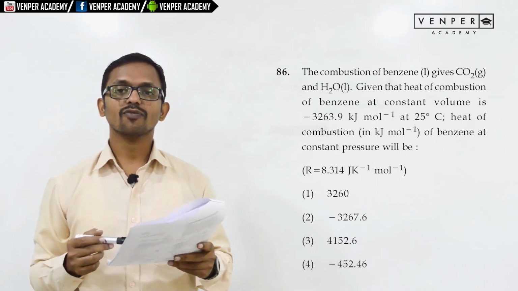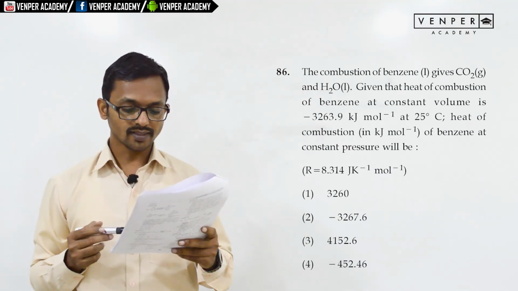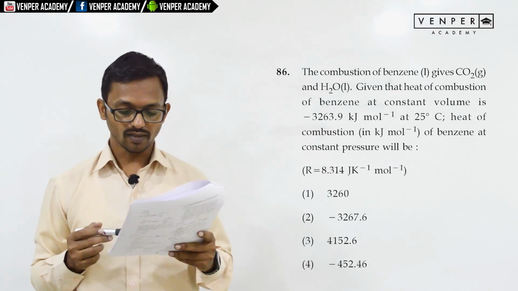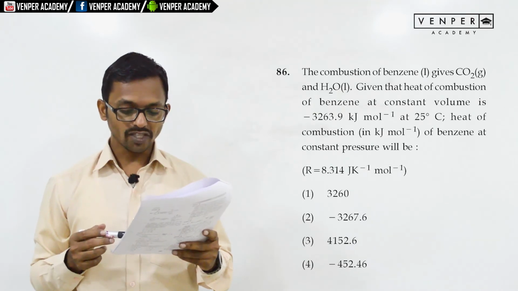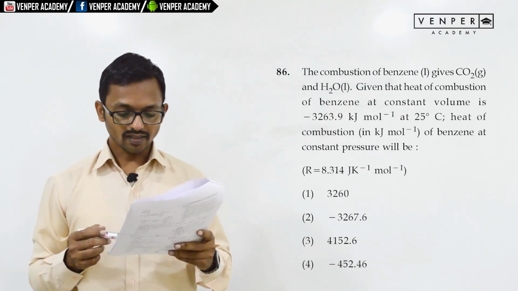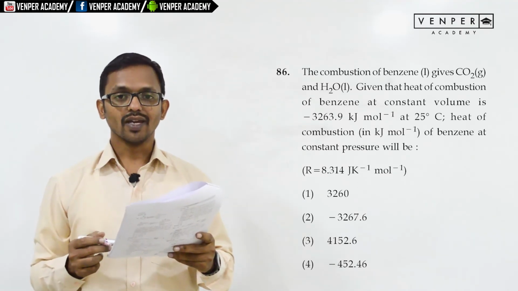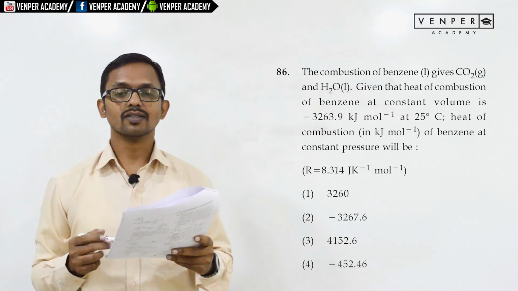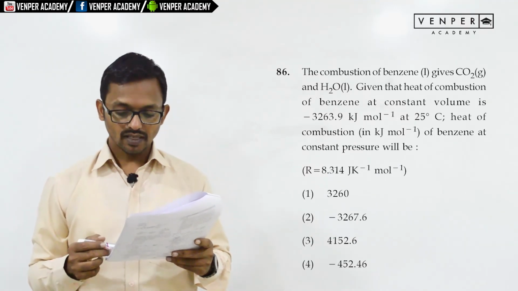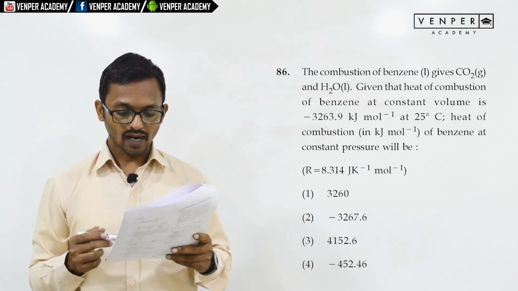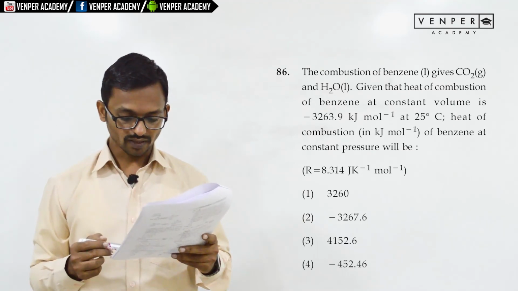Given that the heat of combustion of benzene at constant volume is -3263.9 kilojoule per mole at 25 degrees centigrade, the heat of combustion in kilojoule per mole of benzene at constant pressure will be? In this question, at constant volume means the QV value is given. So we have to find the QP value, and the temperature is given, and the delta H value is also to be found. Now let's find these values.